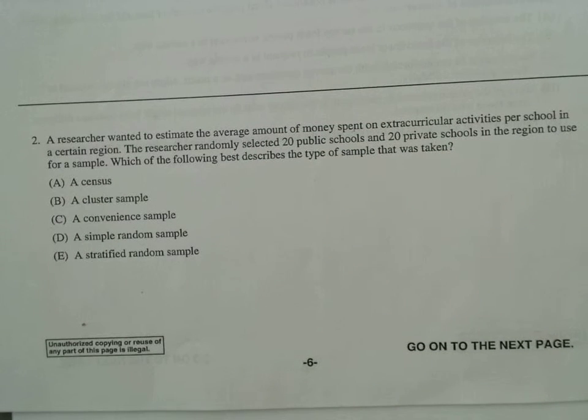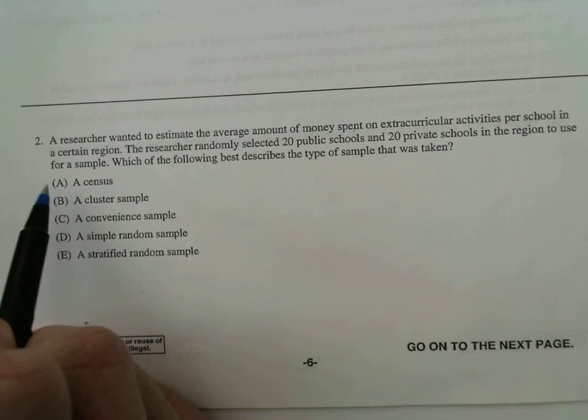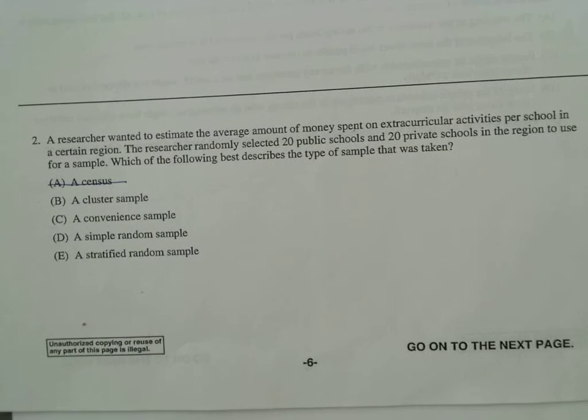Number 2. It says a researcher wanted to estimate the average amount of money spent on extracurricular activities per school in a certain region. The researcher randomly selected 20 public schools and 20 private schools in the region to use for a sample. Which of the following best describes the type of sample that was taken? Well, the census would be taking the entire population, so that's not right.